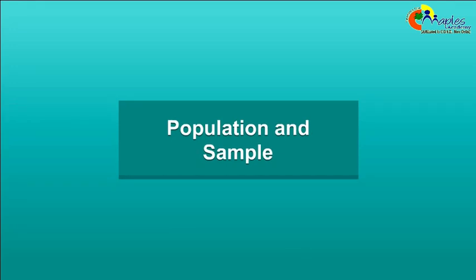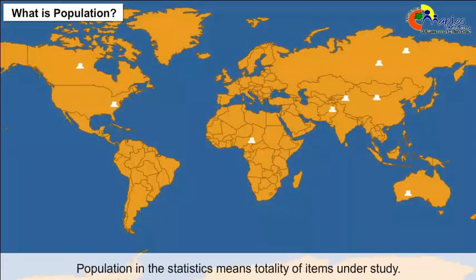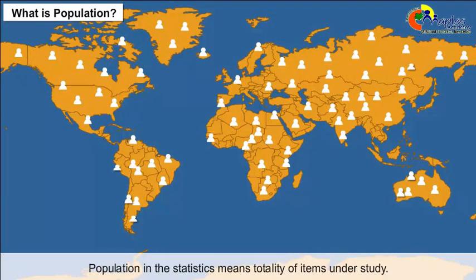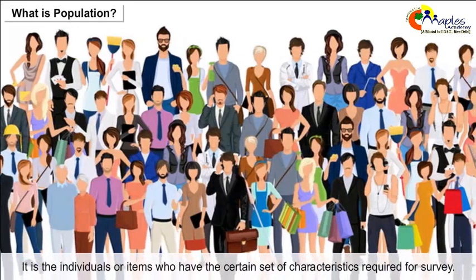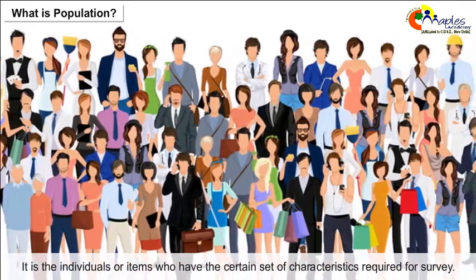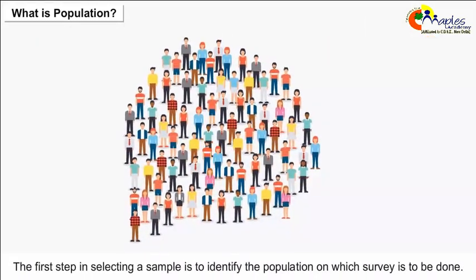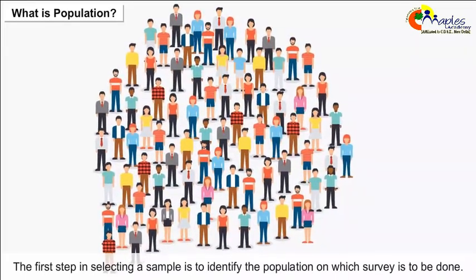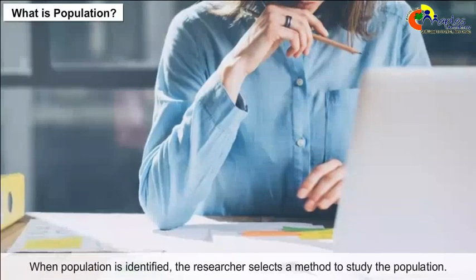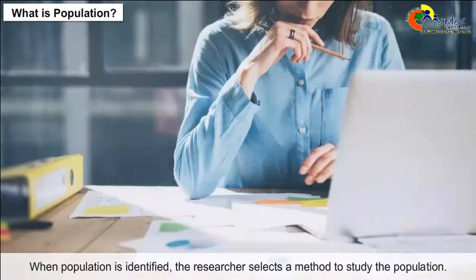Population and sample. What is population? Population in statistics means totality of items under study. It is the individuals or items who have the certain set of characteristics required for survey. The first step in selecting a sample is to identify the population on which survey is to be done. When population is identified, the researcher selects a method to study the population.